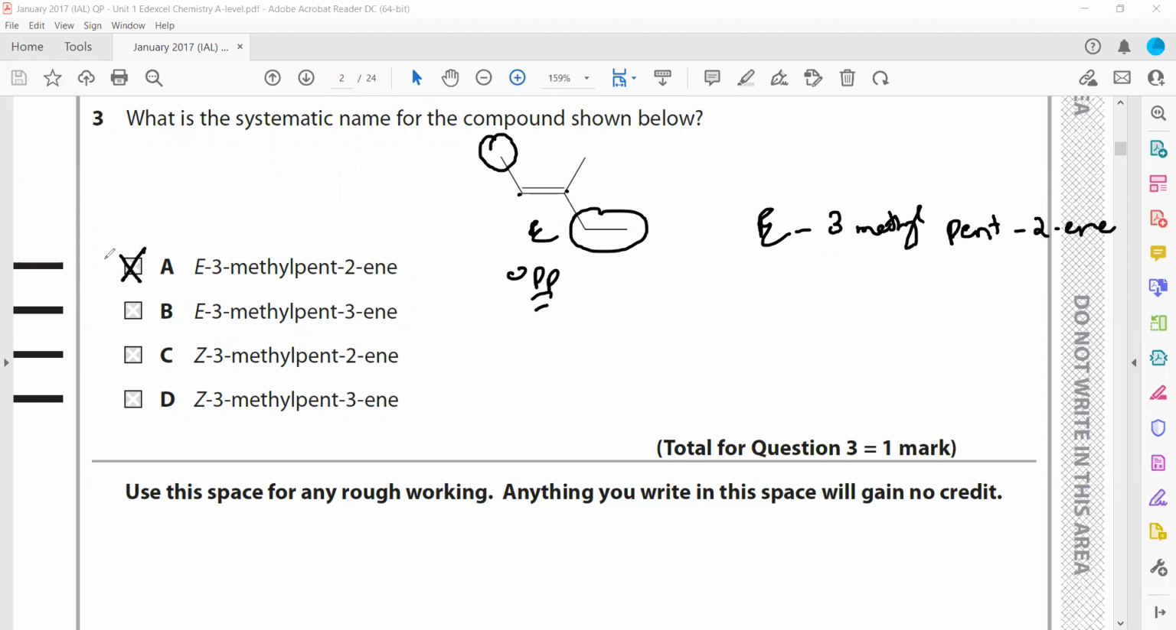So first we identify the name, and then to identify the geometrical isomer, you have to check the mass of the two branches attached to each carbon having the double bond. If they are on the opposite side, it will be trans. If they are on the same side, it will be cis. Trans or E, cis or Z.